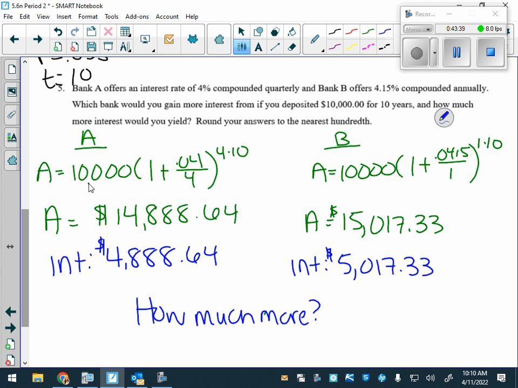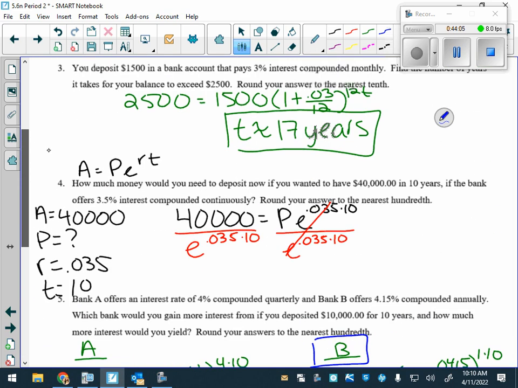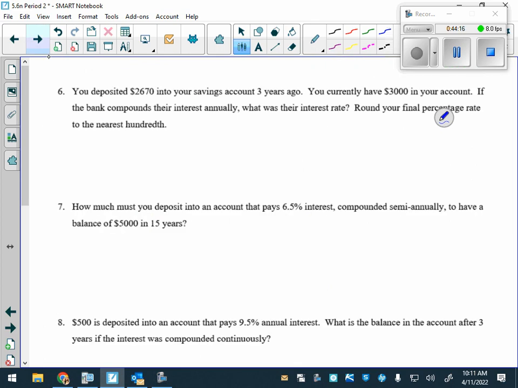Which one, very clear, would gain you more interest? Bank B, but how much more? Good, $128.69. Bank B would get you. Number 3, 17 years. Pretty straightforward, right? It's just getting familiar with the formula. Two different formulas. The last one for today before we get into practice is finding the rate.